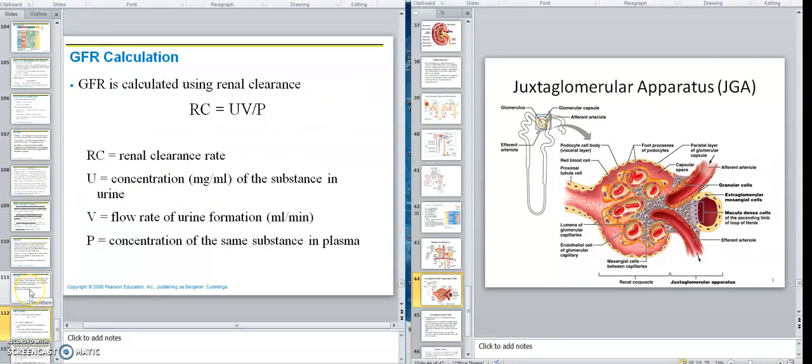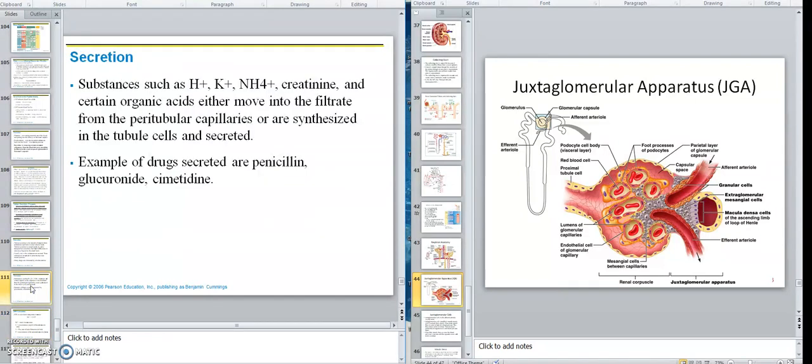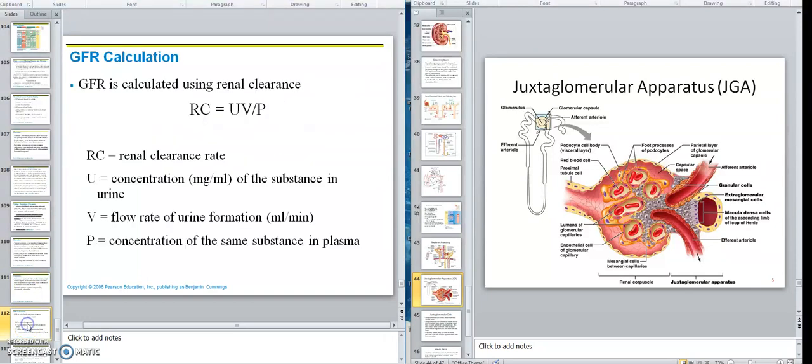All right, so we're going to close here. So what have we talked about? We've talked about the GFR regulation, and we've also talked about secretion and the purpose of secretion. So we'll close here, and our next subject is going to be calculating the GFR. Okay, thank you.